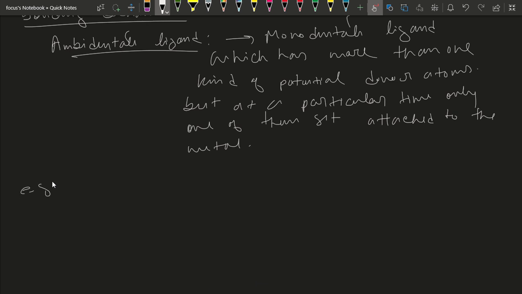For example, these three ligands are examples of ambidentate ligand. Here the potential donor atoms are carbon and nitrogen, but at a particular time it will donate via only one atom. Similarly, in this case, carbon and oxygen, and here in this case, sulfur and nitrogen, both can donate, but at a particular time only one will donate.